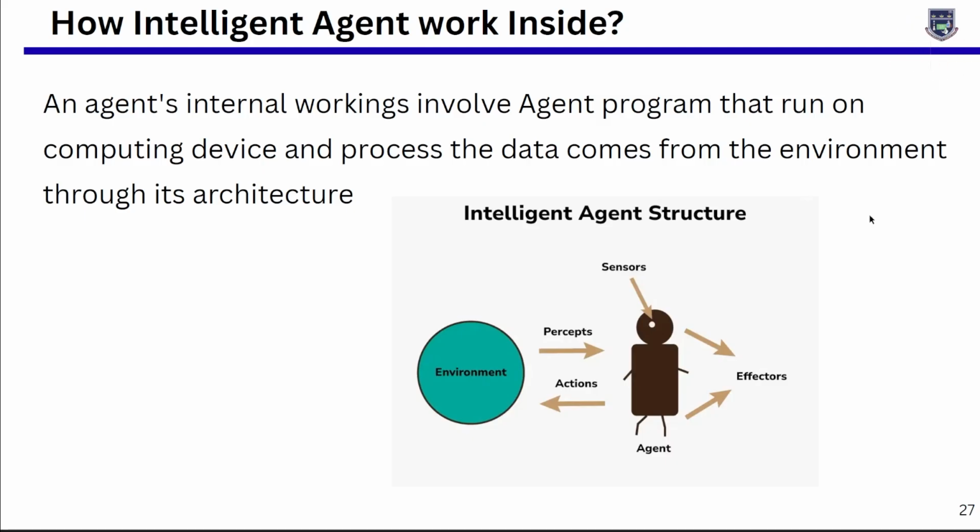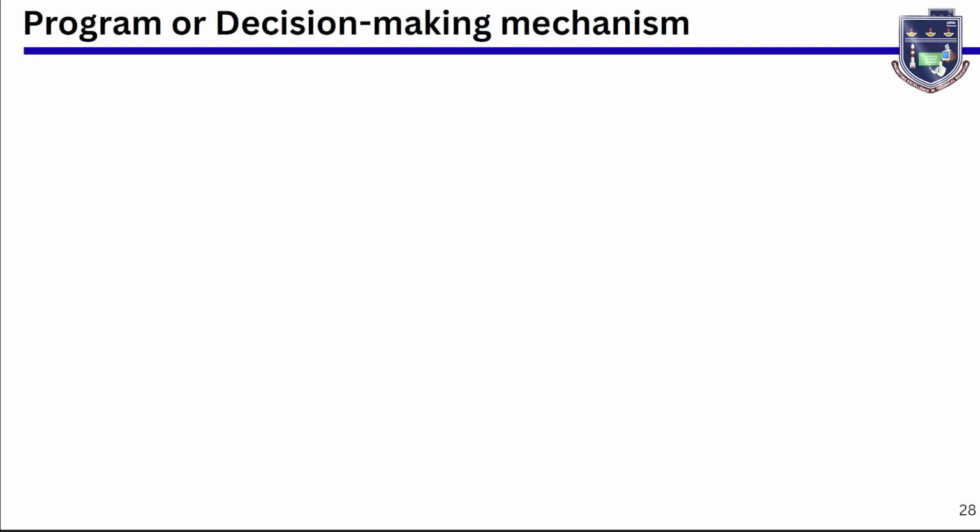Then the third one is actuators. Actuators are the tools that the AI agent uses to interact with its environment through actions. They can be physical actuators like wheels, motors, robotic hands, or computer screens, or they can be software actuators that send messages. Then the fourth is effectors. Effectors take the instructions from the decision making mechanism and translate them into actions, and these actions are performed through the actuators.